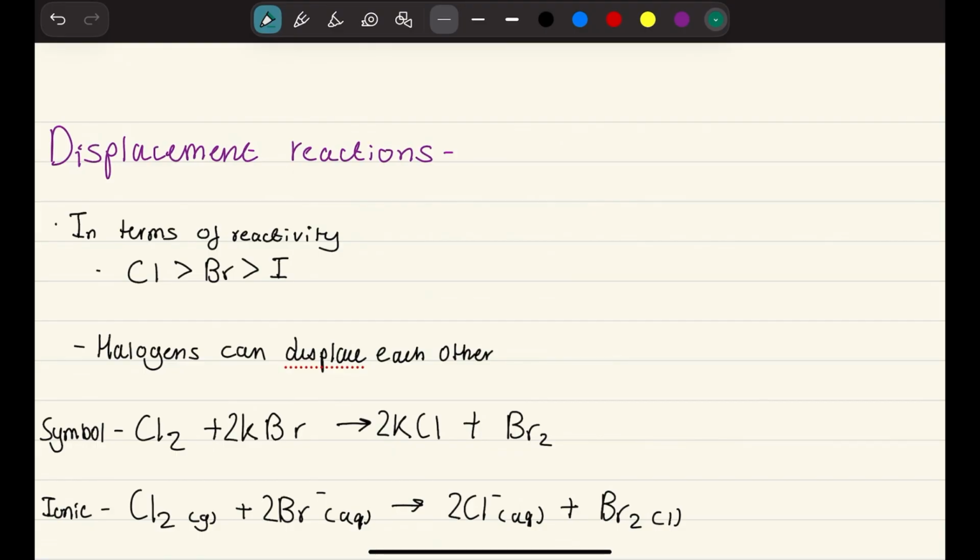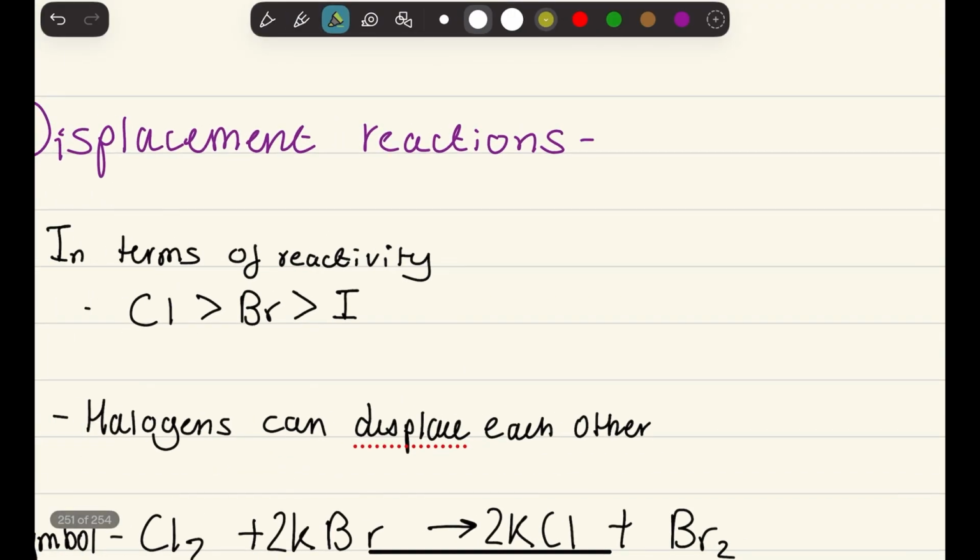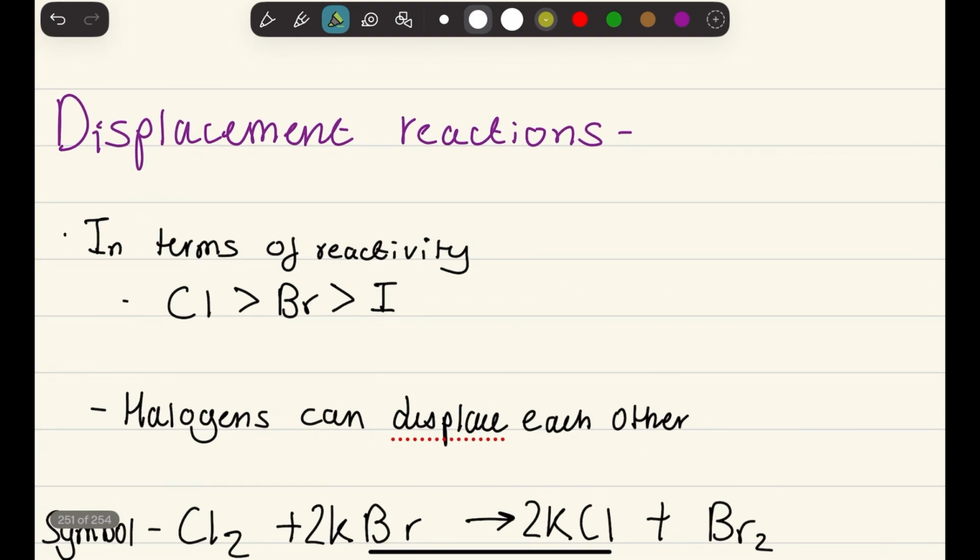Something as well to be aware of is your halogen displacement reactions. You'll see here that in terms of reactivity, like we said, it decreases going down the group. So chlorine is more reactive than bromine, which is more reactive than iodine. Yeah, fantastic. And the halogens can displace each other.